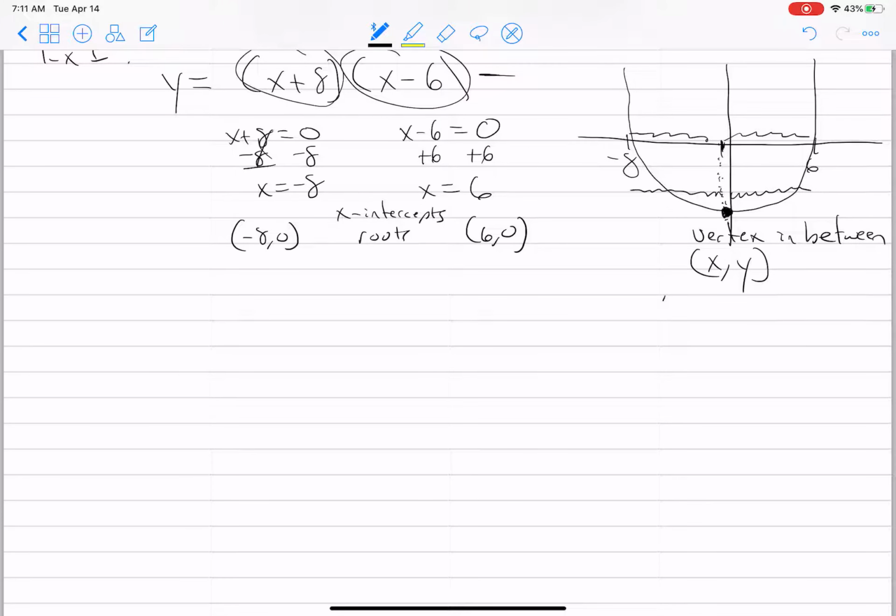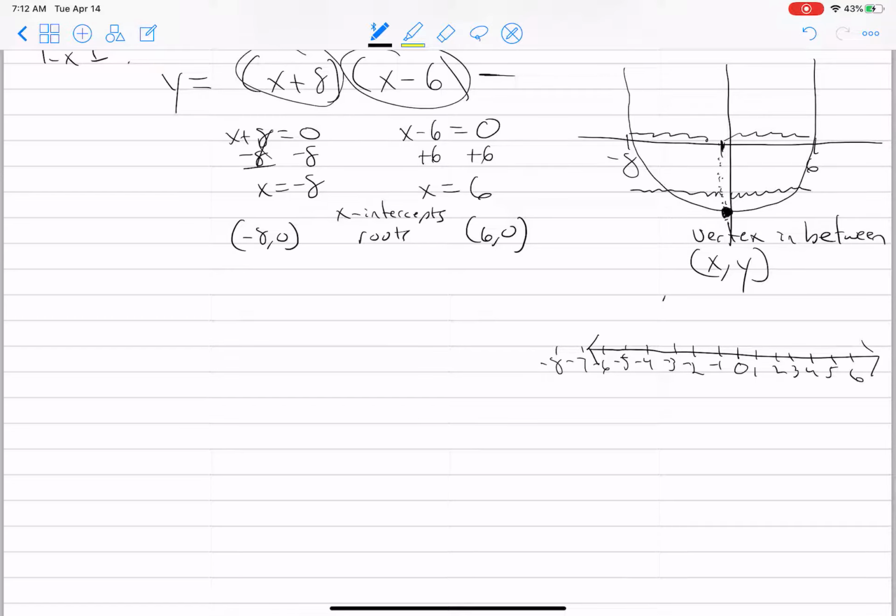All I need is a number line. So let me go here. Here's 0, -1, -2, -3, -4, -5, -6, -7, -8. 1, 2, 3, 4, 5, 6. There's 6. Okay? I could literally count.